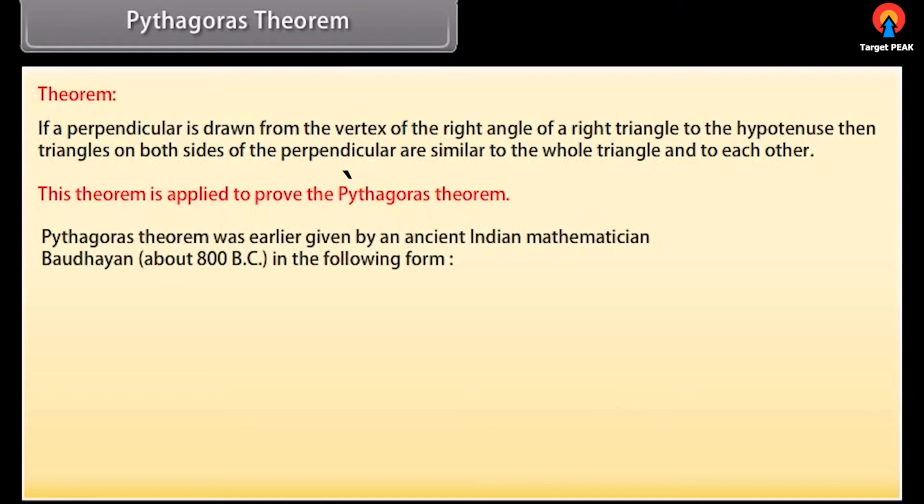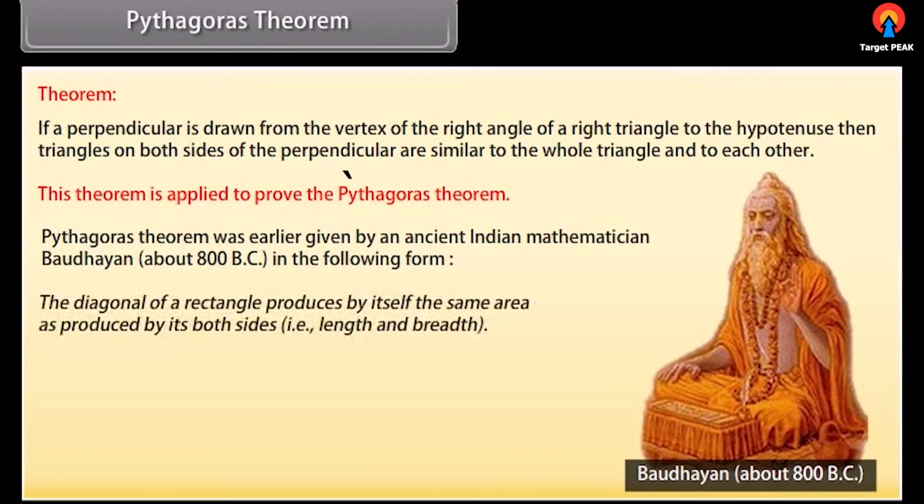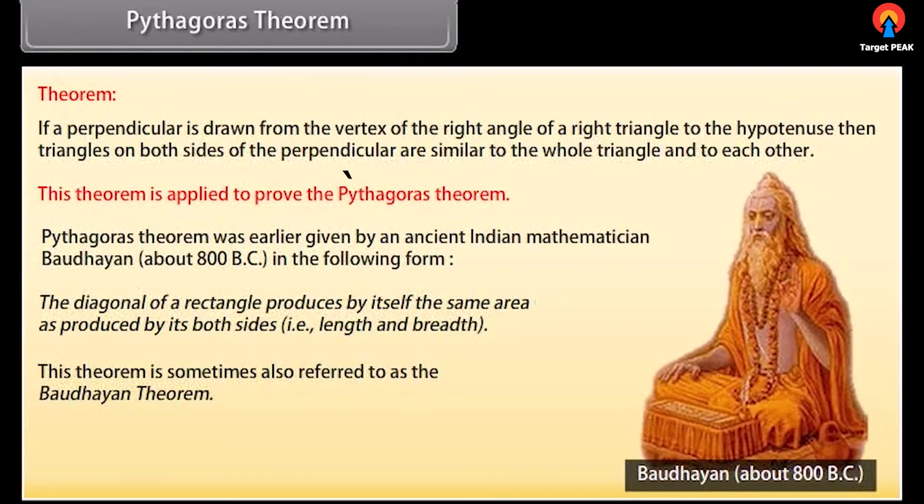Pythagoras theorem was earlier given by an ancient Indian mathematician, Baudhayana, about 800 BC in the following form. The diagonal of a rectangle produces by itself the same area as produced by its both sides, that is, length and breadth. This theorem is sometimes also referred to as the Baudhayana theorem.